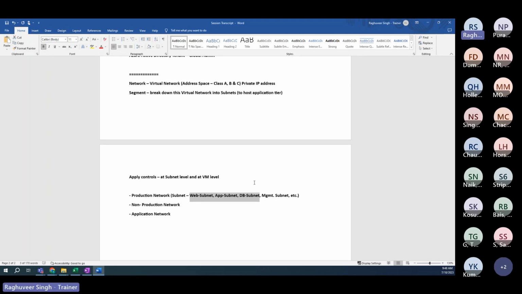So I don't want any traffic from the web subnet to directly go to the DB subnet, because this is where my databases are. Databases are mission critical to my business and my application. They contain all the data. So I don't want any traffic from web to DB. I want my traffic to get routed from web to app to DB.